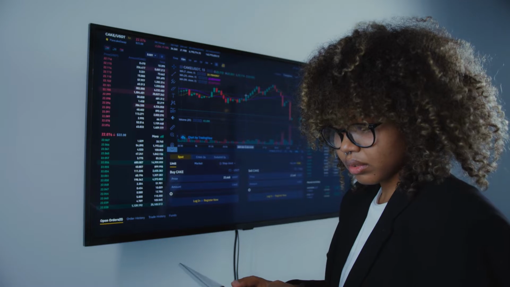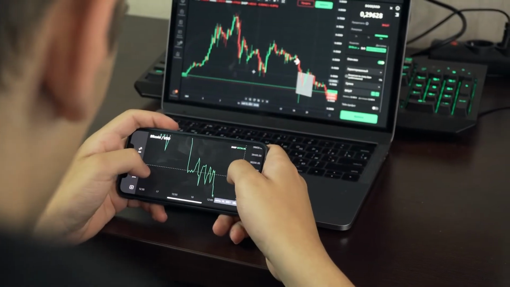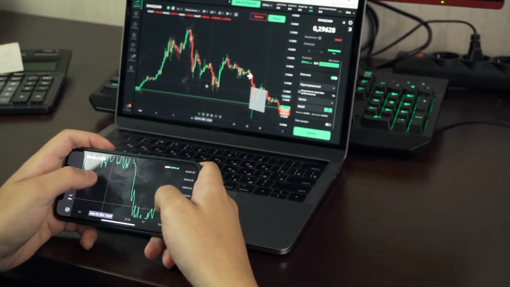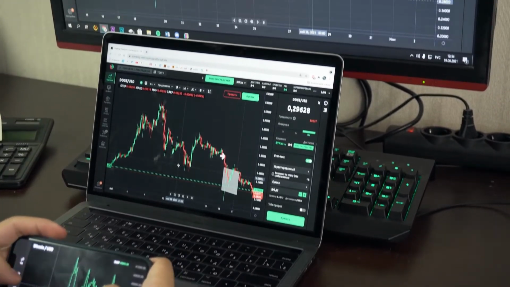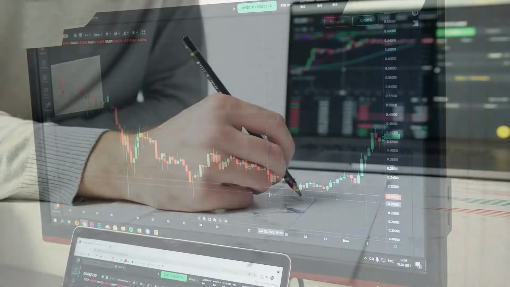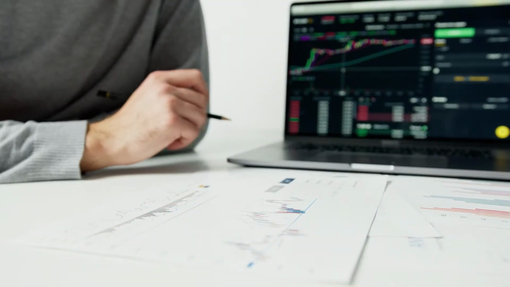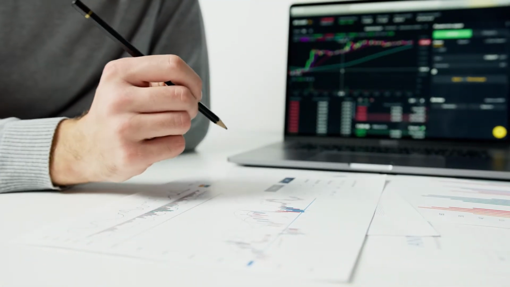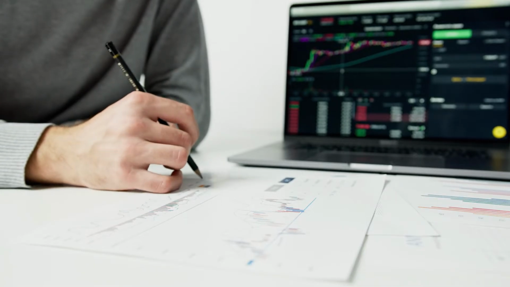7. Avoid overtrading. Frequent buying and selling of investments can lead to high transaction costs and capital gains taxes. Moreover, it's challenging to consistently make profitable trades. A buy-and-hold approach is often more cost-effective and less stressful.